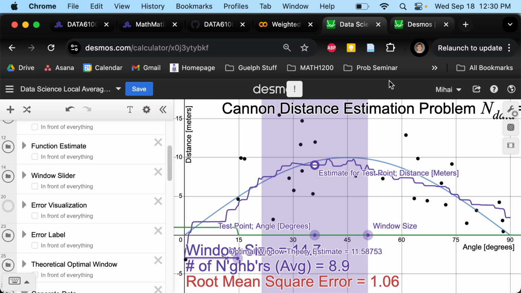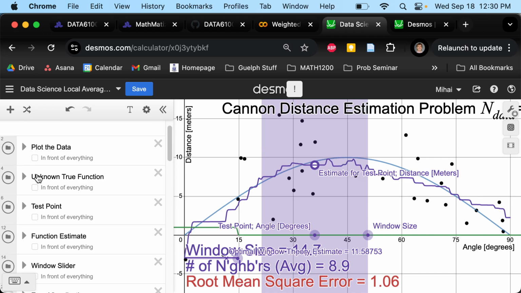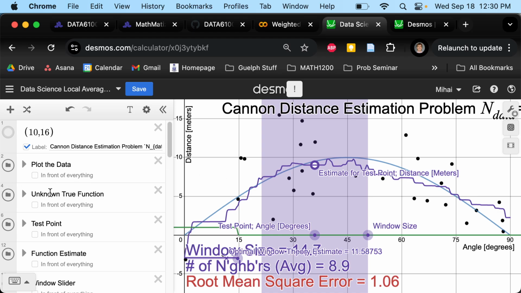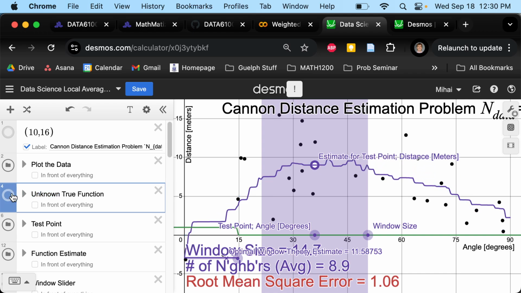In fact, the blue curve comes from physics. If you take a physics class, you can calculate how far a cannon goes when you shoot it. That's what the blue curve is. But in real life, you do not know the true function. Here it's called the true function, and I use the word unknown because in real life, you don't know. So in real life, you have just the data and just this. And if you don't know the blue curve, you cannot calculate the root mean squared error. The root mean squared error was how far the purple curve is from the blue curve. If you don't know the blue curve, you cannot calculate this error.